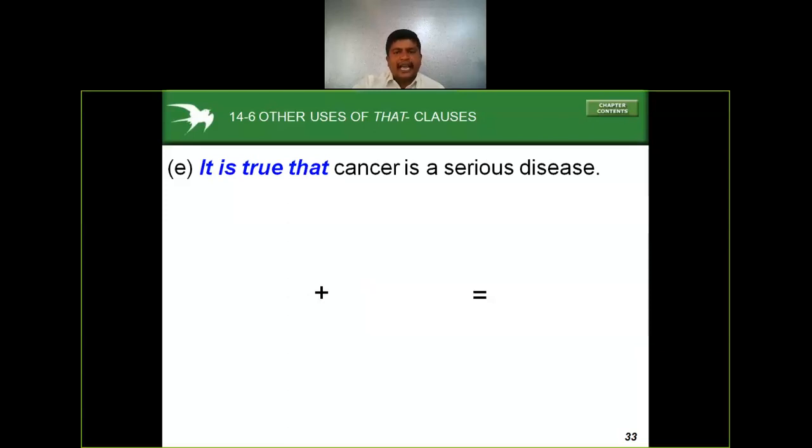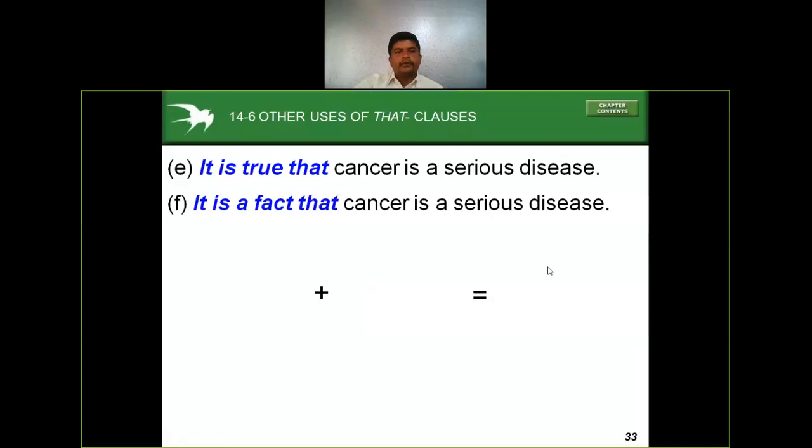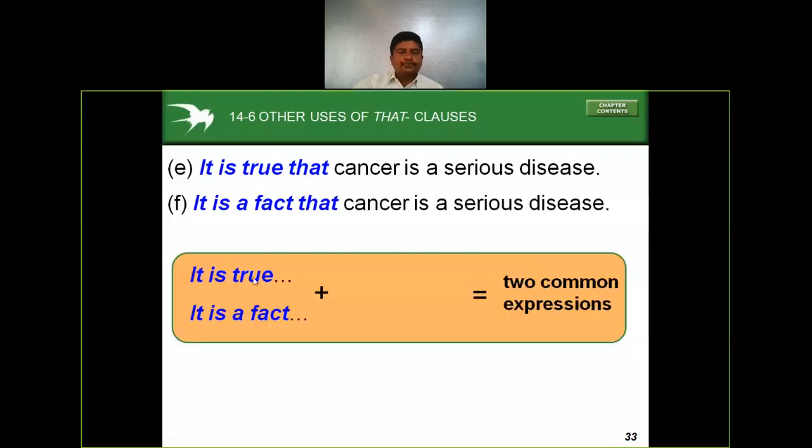Now, other uses of that clauses. It is true that cancer is a serious disease. Here is a plus symbol or equal sign. What is the answer? Let us see. It is a fact that cancer is a serious disease. It is true, it is a fact. Both expressions give us the same meaning. Both statements, it is true that cancer is a serious disease and it is a fact that cancer is a serious disease, give us the same meaning, which is very important, children.